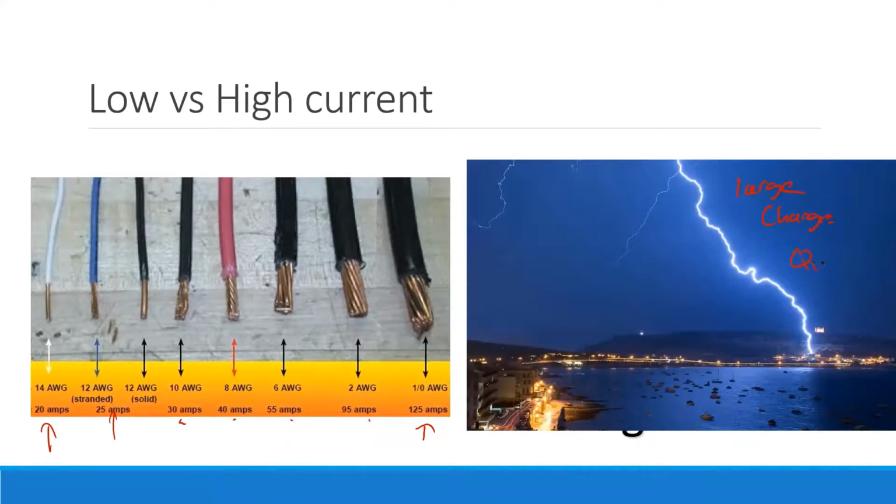And that makes it a high current, whereas something that is moving slowly or only has a very small amount of charge will have a low current. Sorry, I got that wrong. Something with a small amount of charge moving slowly will have a low current. Usually electrons don't move slowly, so usually a low current just means low charge, very few electrons, small thin wires.